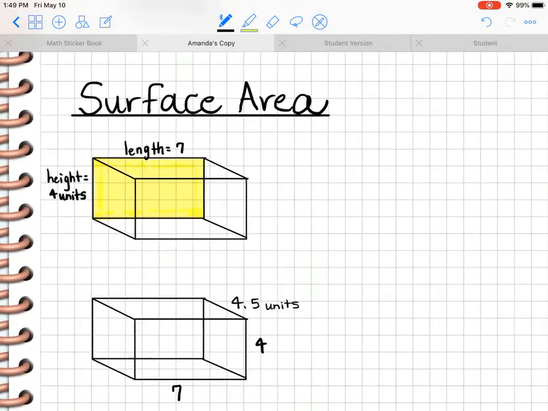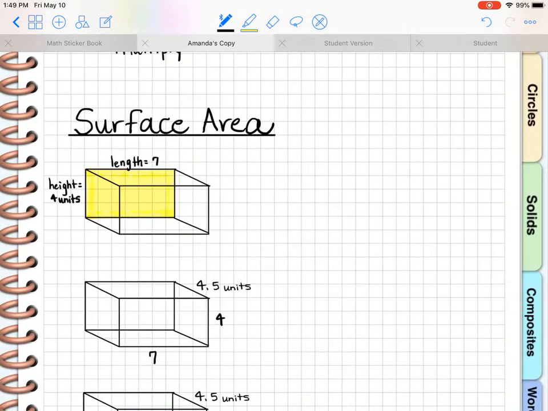Okay, remember we have 2 of those. We have 2 faces that are 7 by 4. And I'm not going to even write out a big fancy formula. We have 2 faces that are 7 by 4, and we're looking for a surface area.